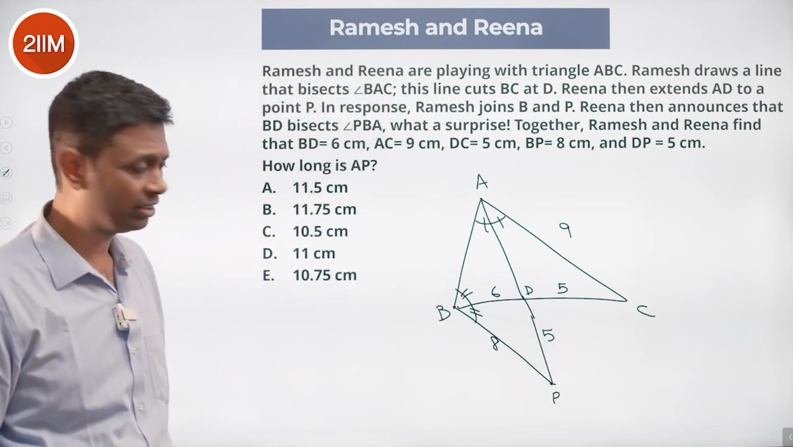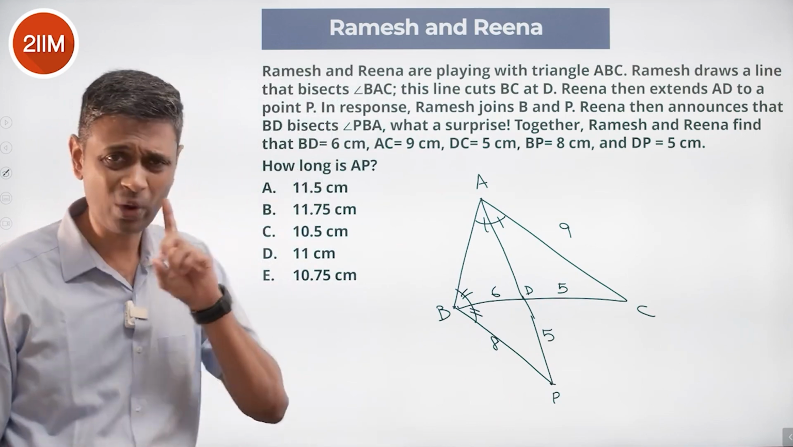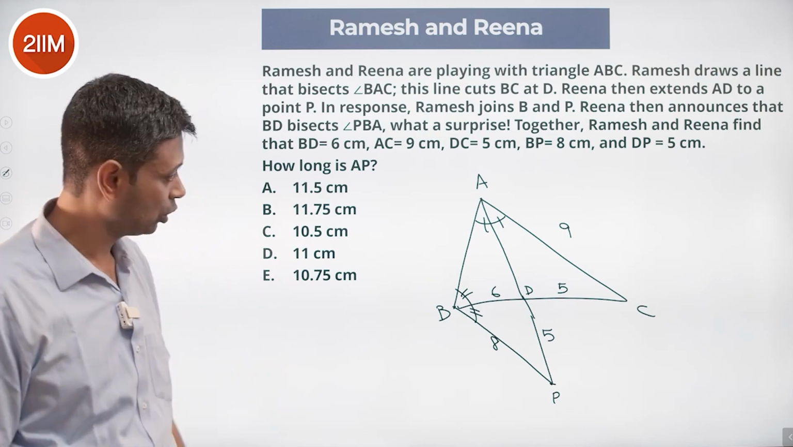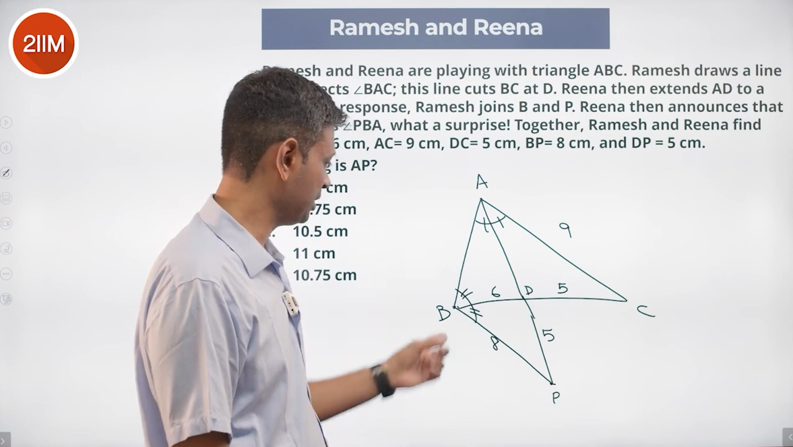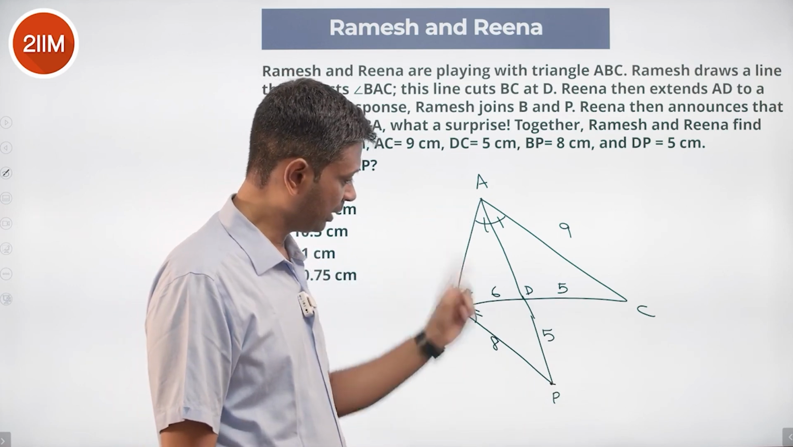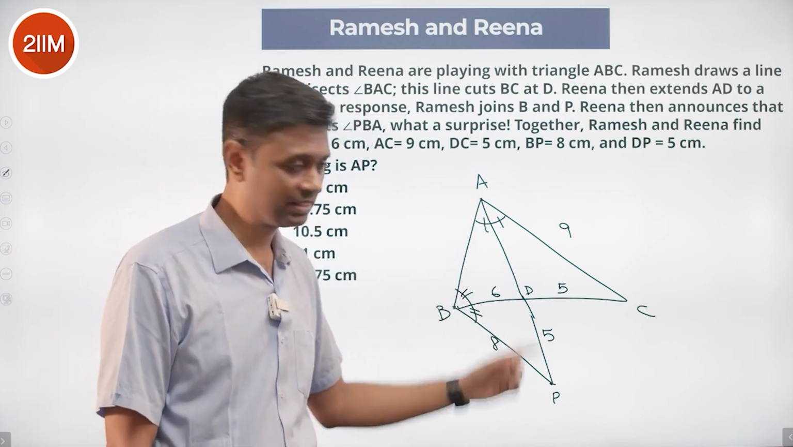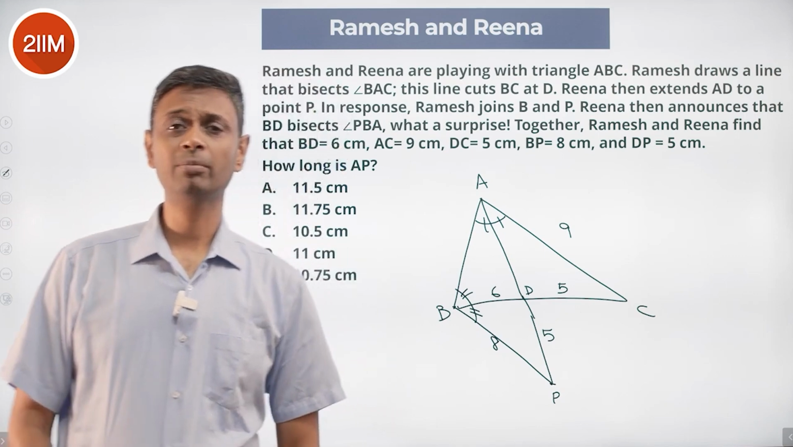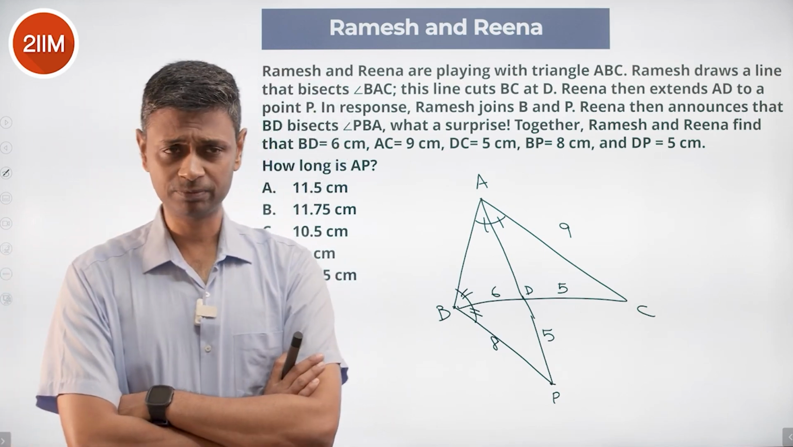How long is AP? We need to find AP. Nice question. It hinges on just one idea, the angle bisector theorem. We know that AB by AC equals BD by DC. With that we can find AB. We know BA by BP is equal to DA by DP. Why? This is the angle bisector. In triangle ABP, BD is the angle bisector. The foot of the angle bisector cuts the opposite side in the ratio of the sides containing the angle.